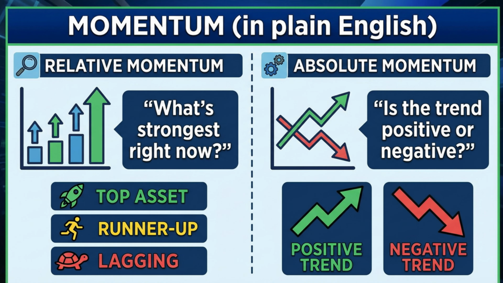Momentum here means trend. Relative momentum ranks assets against each other, so you can pick the strongest performers. Absolute momentum is a simple safety check. If the trend is negative, that's a risk-off signal. BAA uses both, but uses them in different places on purpose.